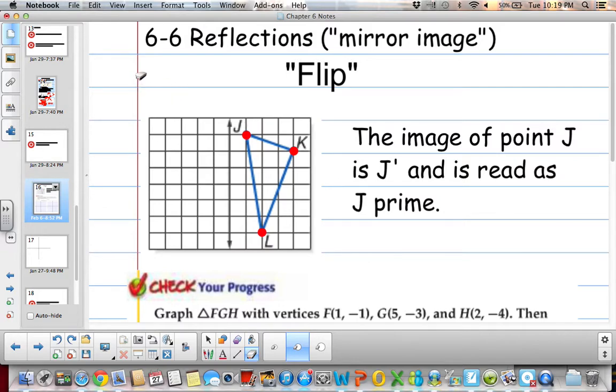So when we think of reflections, we can think of it as a mirror image or a flip. So we're basically flipping the image over a line to get a reflection.